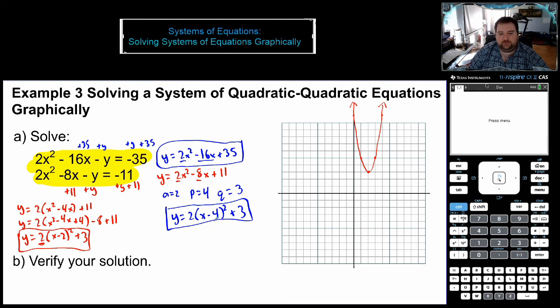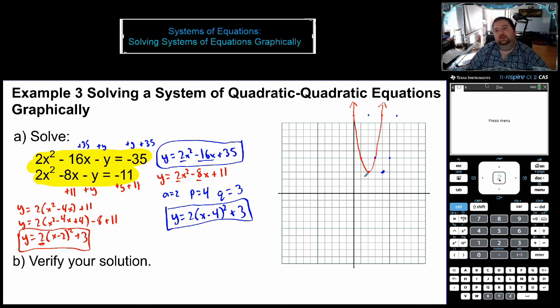So here my vertex is 4 and 3. So 1, 2, 3, 4, 1, 2, 3. And again, it opens up and it has an a value of 2. So just like before, it's going to be right 1, up 2, right 2, up 8. So 1, 2, 3, 4, 5, 6, 7, 8. And mirror it. So it's going to cross there and here, up 8.